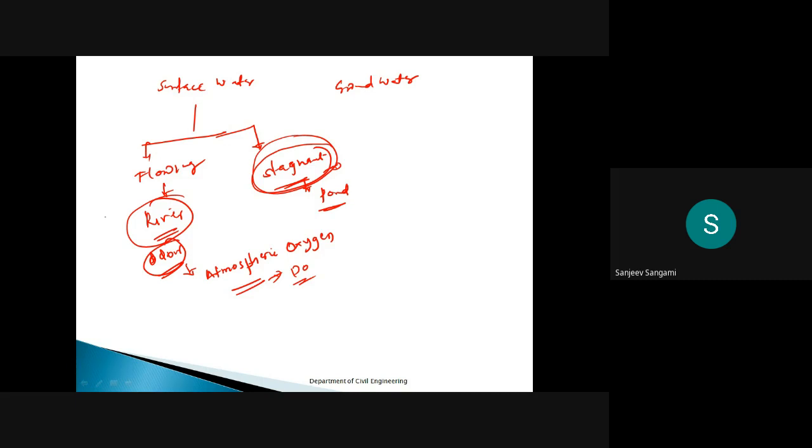Flowing water, if it is river water, you can drink, and it is recommended even for drinking purposes. When it comes to groundwater, you can drink it directly, because groundwater will not interact with any external materials from other activities. So borewell water is good for health.